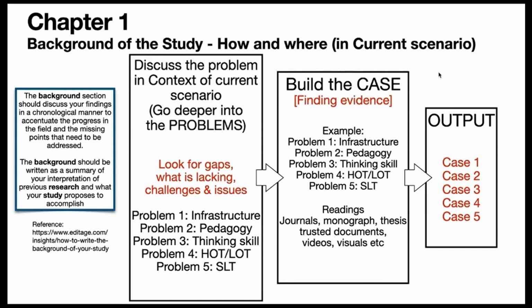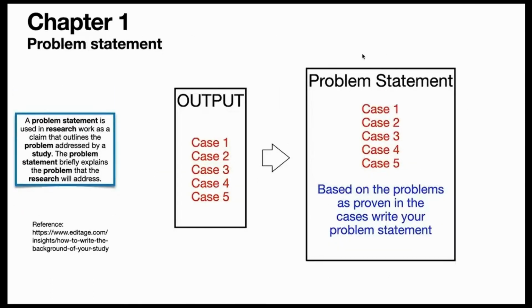Any question? No question. Okay. Today will be very straightforward. After that, writing a problem statement. A problem statement is used in research work as a claim that outlines the problem addressed by the study. Just now we identified problems. The problem statement briefly explains the problem that the research will address.